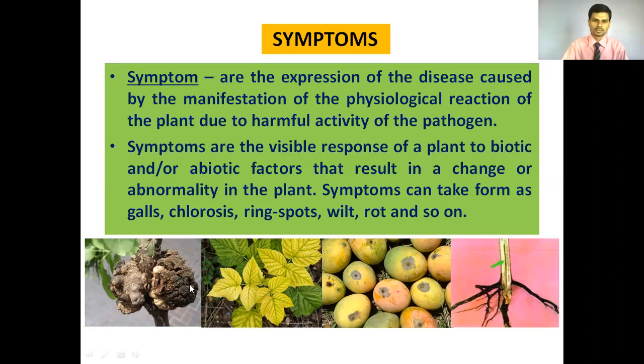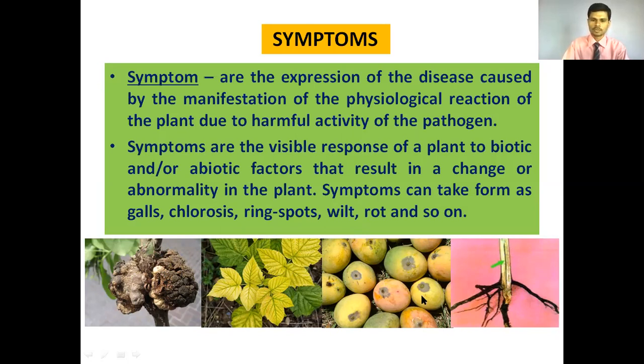This is galls. Galls means formation of knot-like structures. This may be due to the bacterium Agrobacterium, which causes these galls. Then chlorosis means loss of the chlorophyll pigment. Then ring spot or wilt. Here we can see the wilt of tooth. In this figure of wilt, in the xylem or vascular tissue band, we can see a brown colored line. This is due to the pathogen, the fungus Fusarium oxysporum.